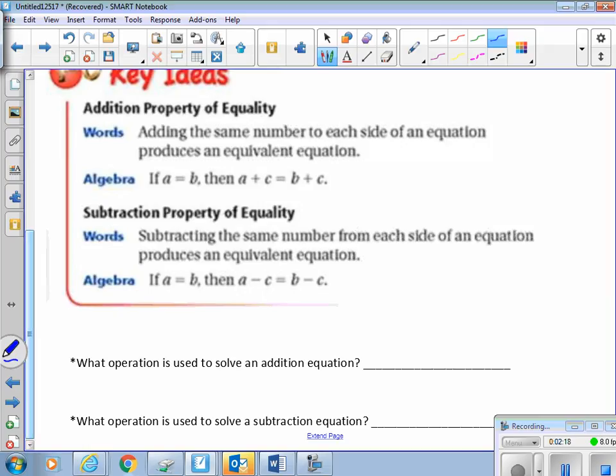Just as a quick reminder, see if you can answer those two questions at the bottom. What operation is used to solve an addition equation? And what operation is used to solve a subtraction equation? I'll give you a couple seconds to fill those in.